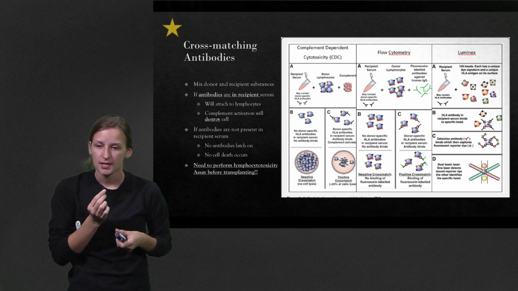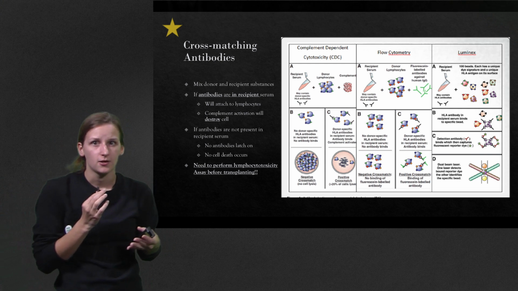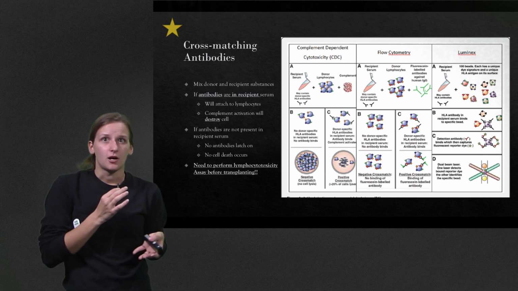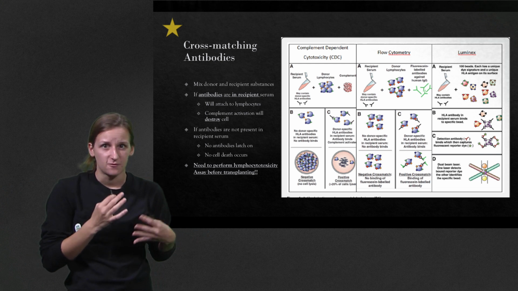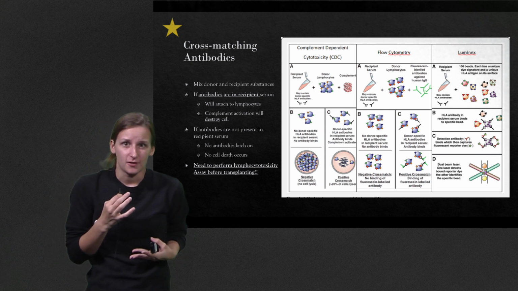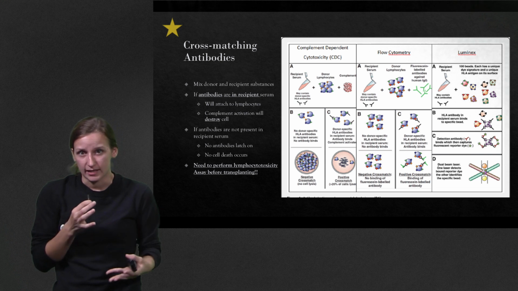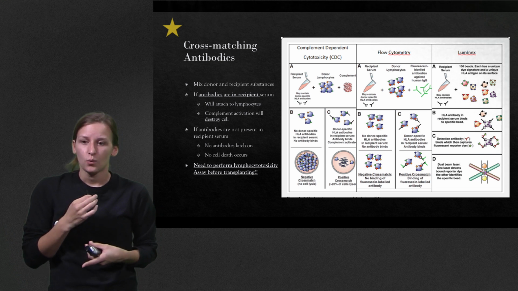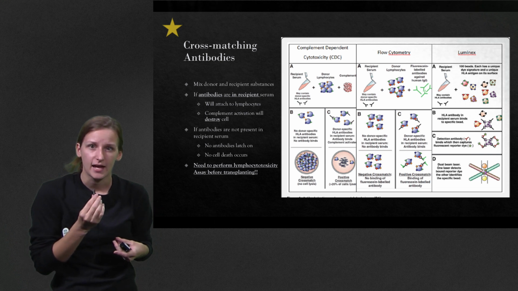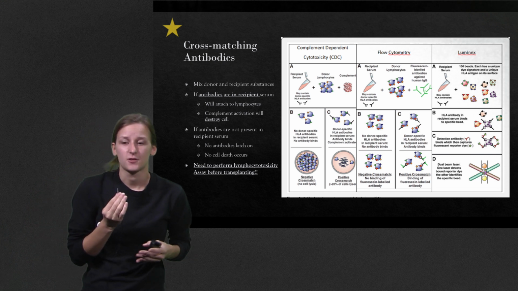So for cross-matching antibodies, if you want to give a transplant to somebody, you have to make sure that your lymphocytes aren't going to be recognized as foreign by the recipient and destroyed, because that would be very detrimental. All of a sudden, a kidney is lost or a skin graft gets rejected, and we don't want that. So we have tests in advance to figure out if there's going to be a rejection or if we need to find a different donor.